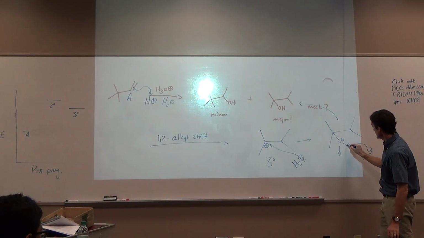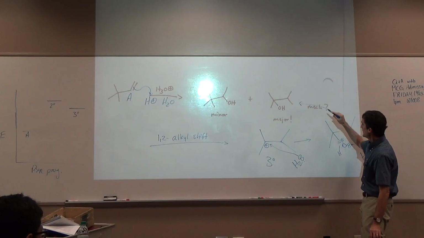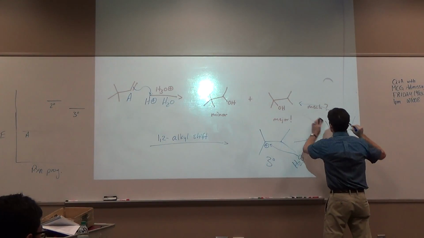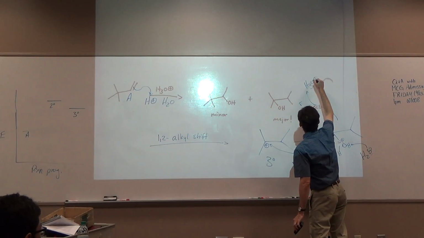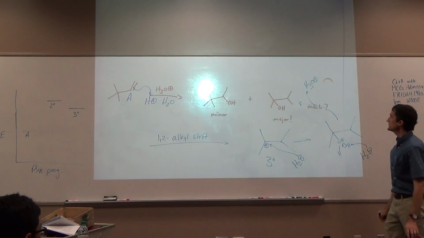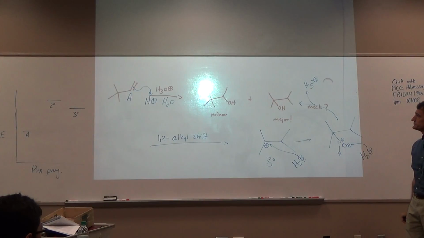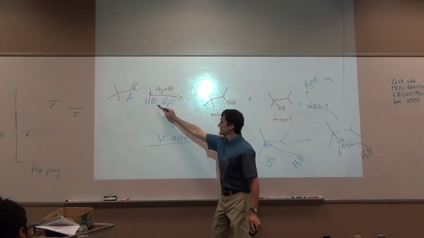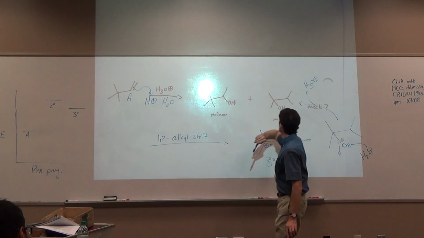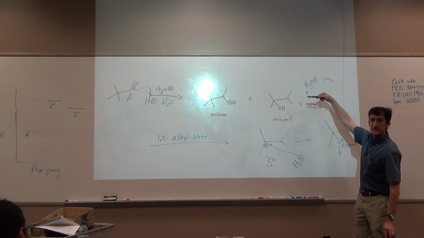This takes the H. These electrons stay behind. We get that product plus what? H3O plus reformed. Acid is reformed. The H plus was the catalyst. H plus is sitting with water. At the end, the H plus is again sitting with water.